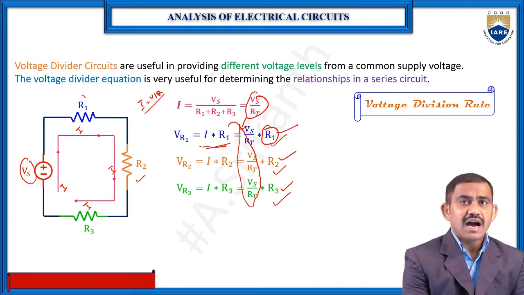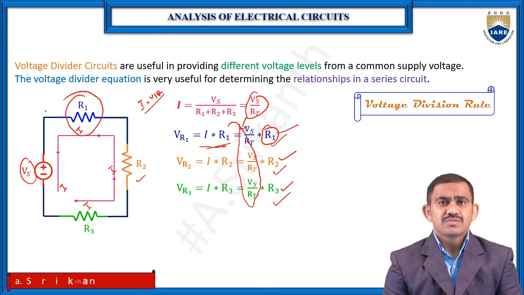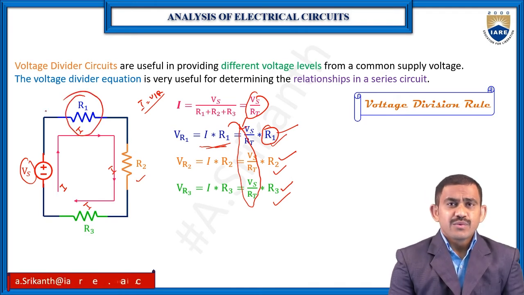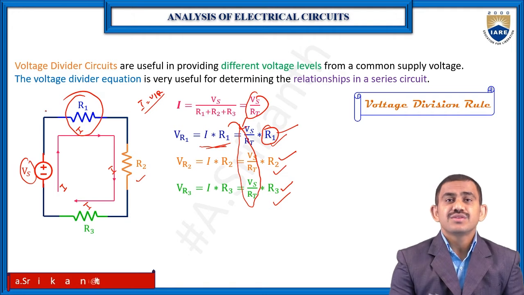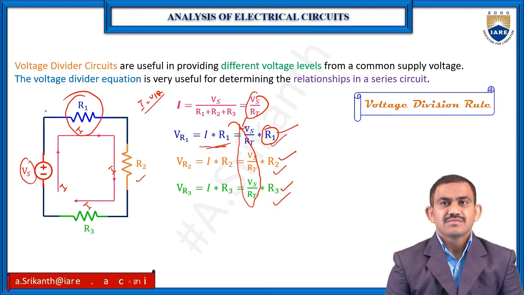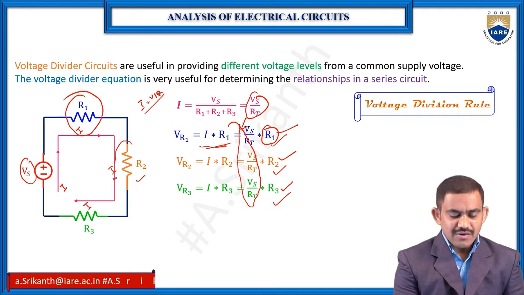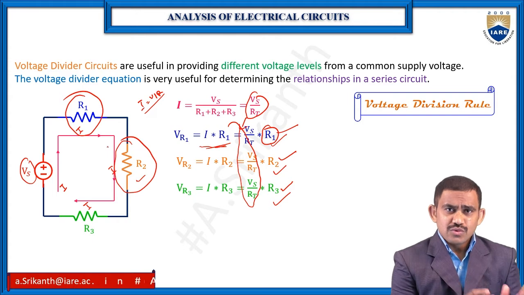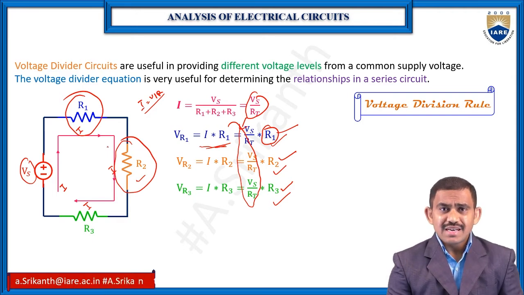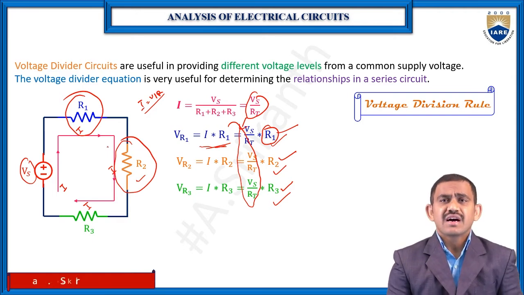Suppose I want the R1 voltage drop. For this, Vs divided by your total resistance. How many resistors do we have? 3 resistors: R1 plus R2 plus R3, multiplied by your R1 value. Same thing, if I want to find the voltage drop across R2, that means source voltage divided by total resistance, multiplied by your R2.